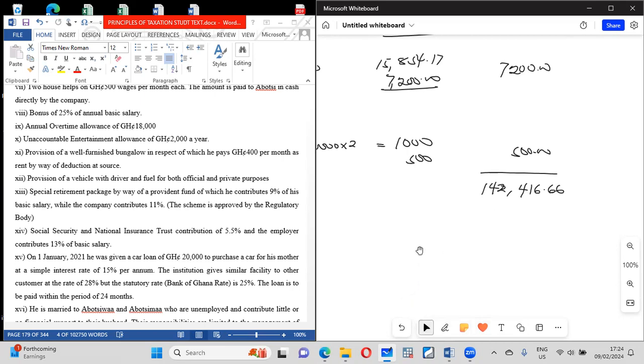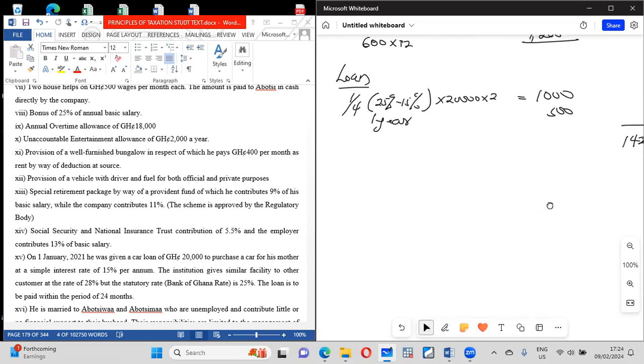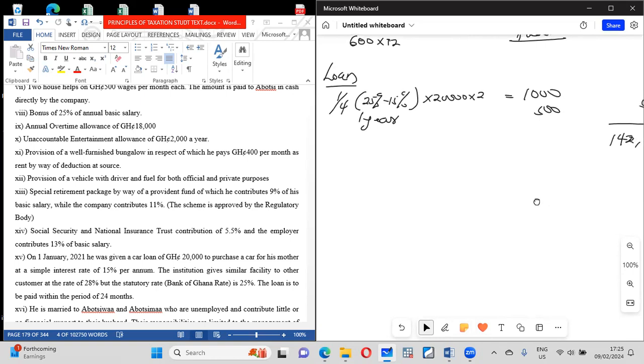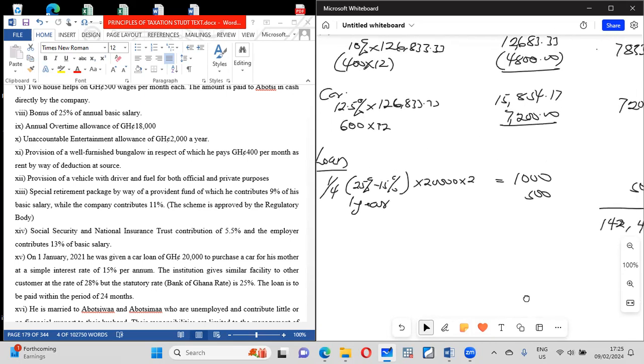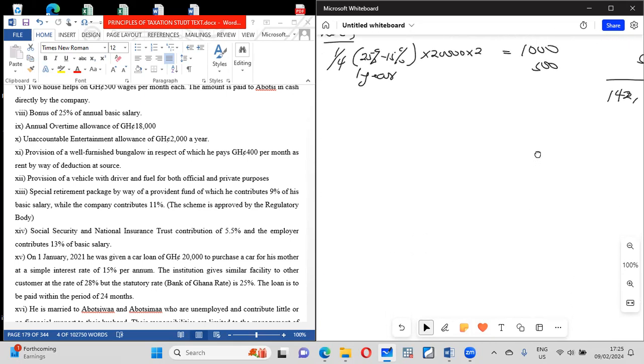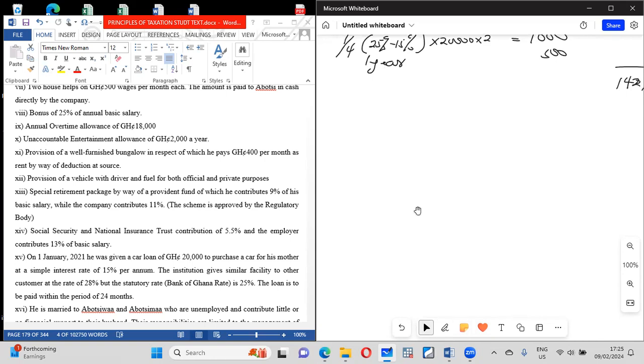Wow. 220 mark question. Now it's time for me to come and list the reliefs. All the reliefs. It's time for me to come and do that. So we start with the SSF. He is married to Abochiwa and Abochima.